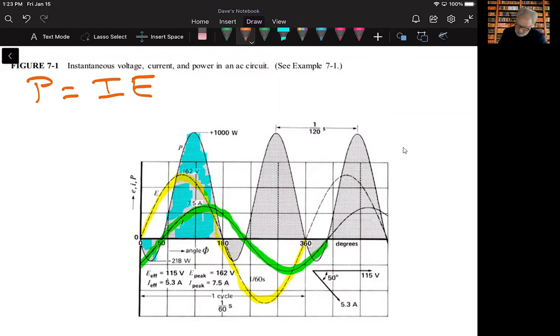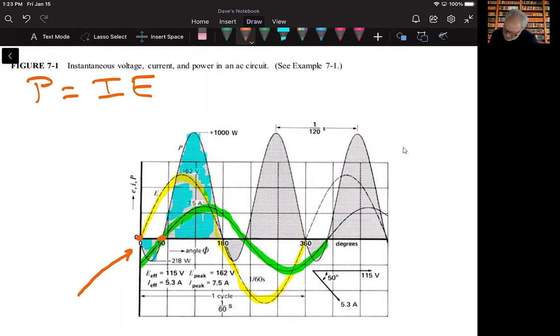Okay, now we'll walk through all this, of course, but I want to point out a couple of things to you. First off, we see that there is a phase angle difference between the voltage and the current. And so at zero, we see that the current and voltage are not in phase. As a matter of fact, the voltage crosses the 0 point 50 degrees before the current does. Okay, so there's a phase angle there of 50 degrees.